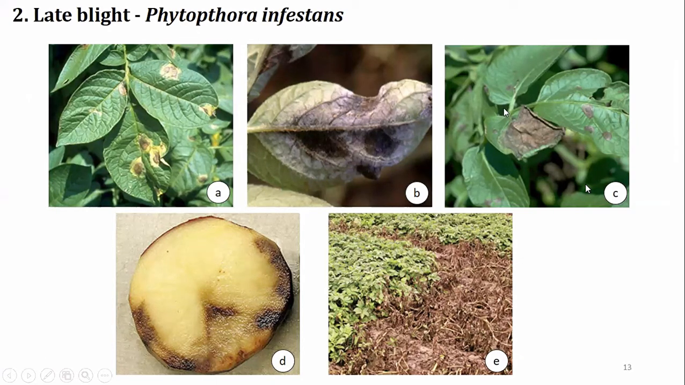Next disease is the late blight. The causal organism is Phytophthora infestans. This causal organism also you have to memorize. This is an important one.